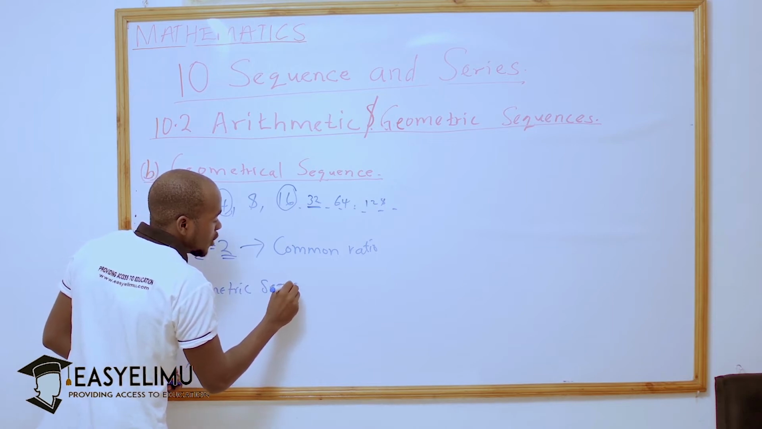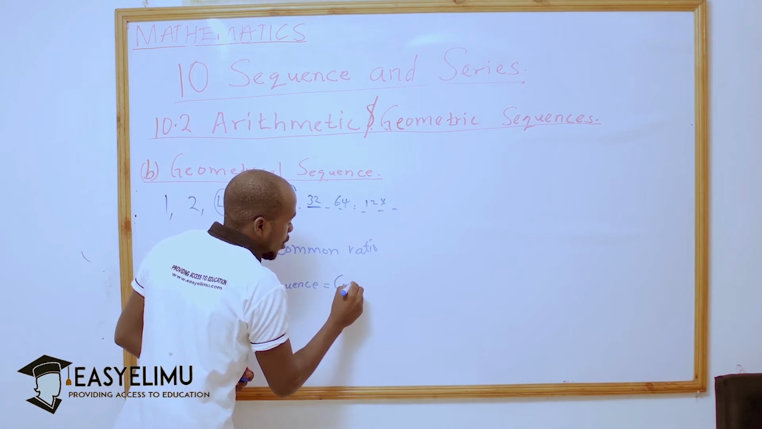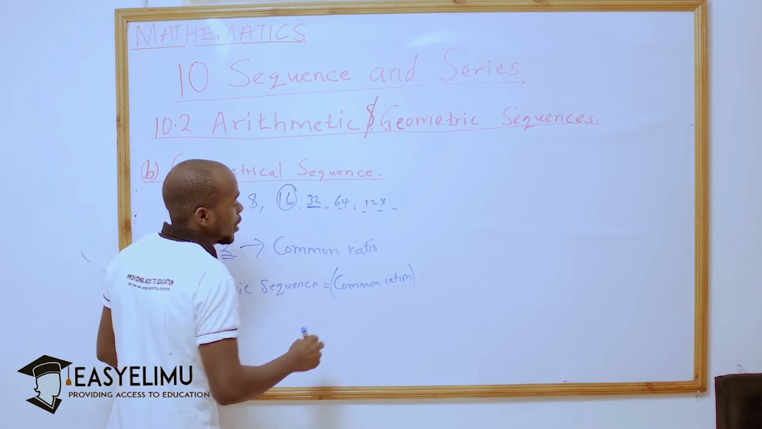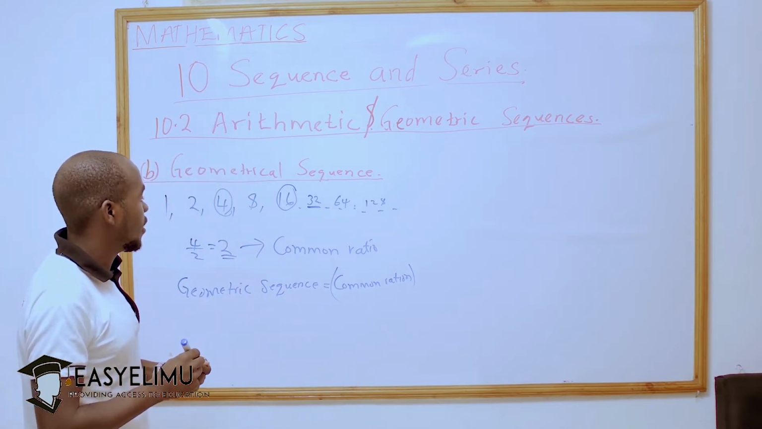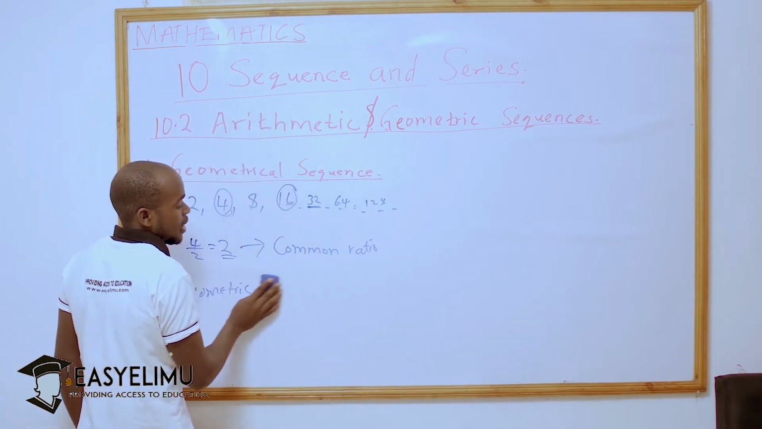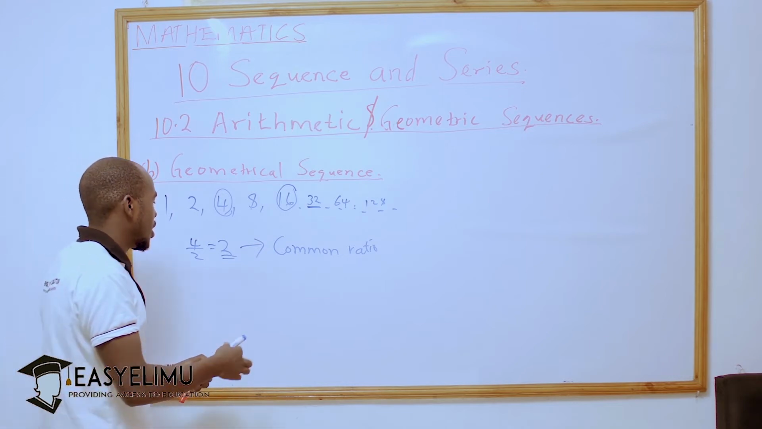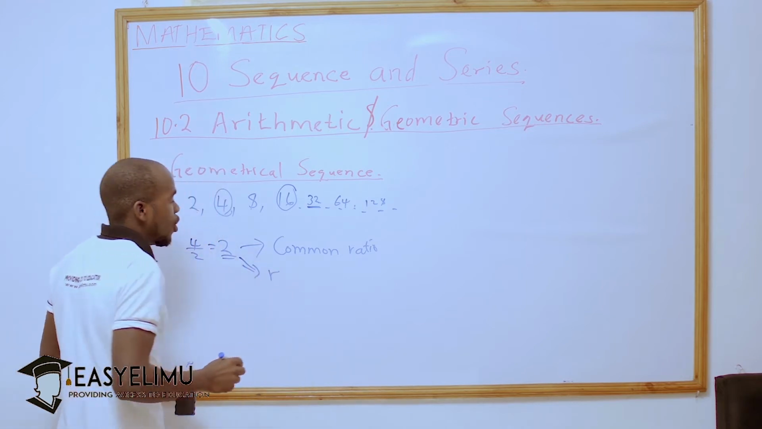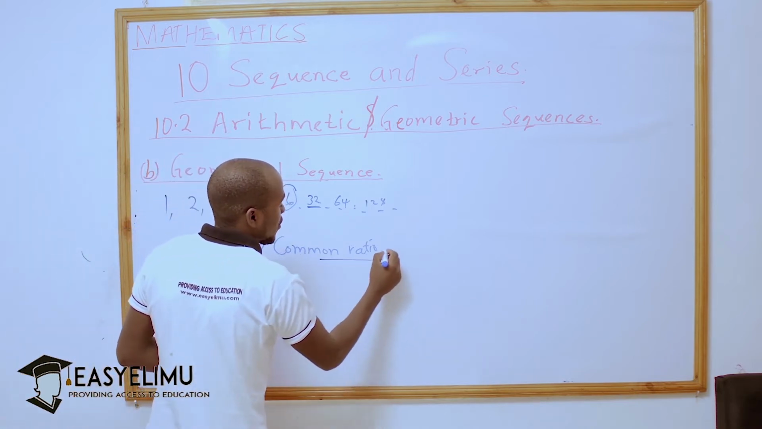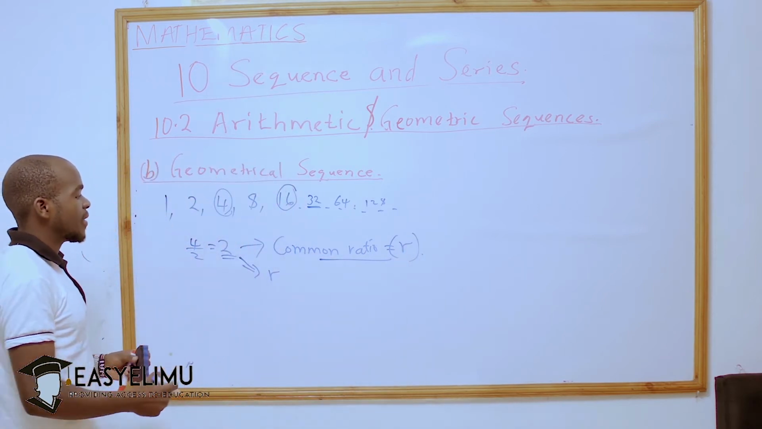So meaning that a geometric sequence is a sequence which contains a common ratio. It is associated with a common ratio, as we have seen. So we can observe from this that if we call that a common ratio, we can assign it a letter R. Let this one be equal to R; a common ratio may just be abbreviated as R.